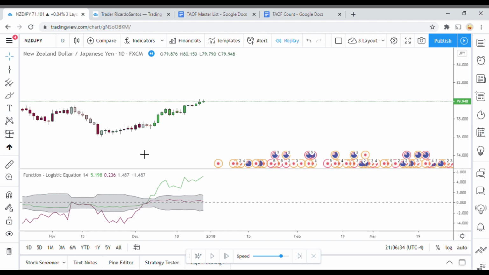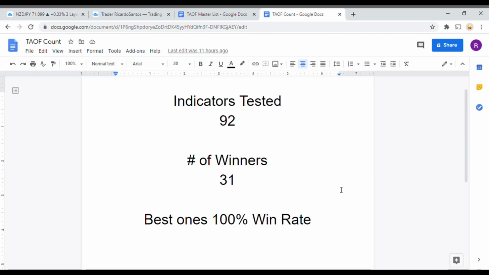Alright, as I said, today we will be testing the function indicator. But before we do, I wanted to put the indicator scoreboard up for everyone to see. So to date, we have tested 92 indicators, and out of those 92 indicators, 31 of them have been winners, which means that they have met or exceeded the 60% win-loss ratio threshold that we have set for them. The best ones so far were able to achieve a 100% win rate.